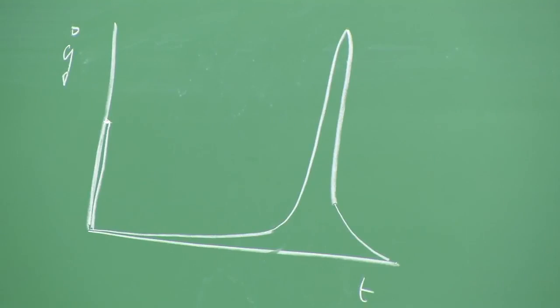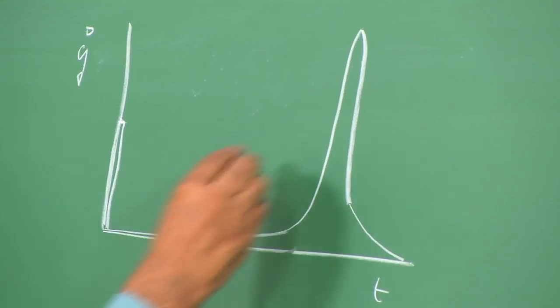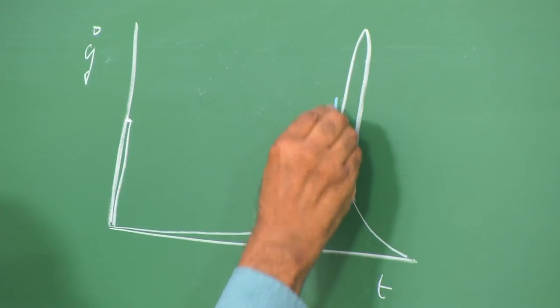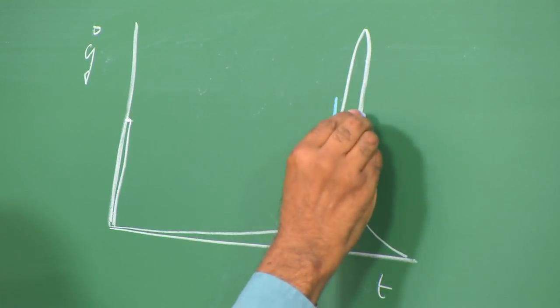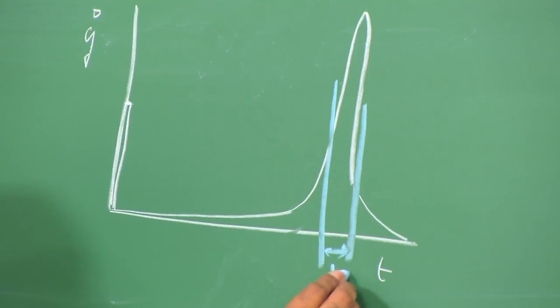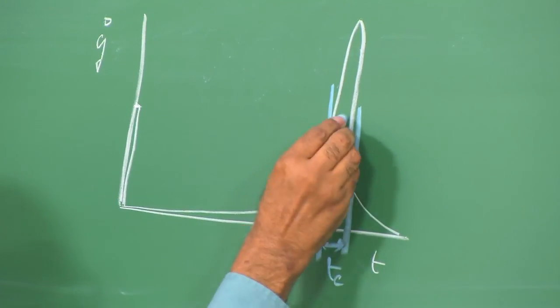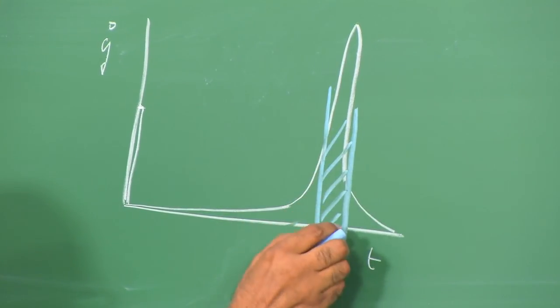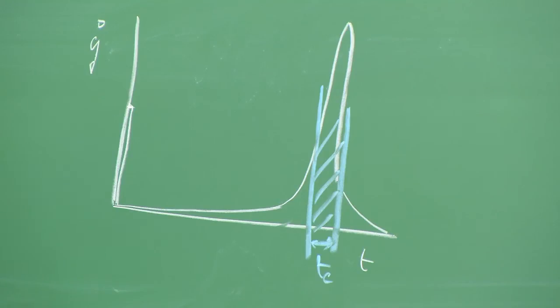In other words, if I were to look at the time taken for release of energy, the chemical reactions effectively start here, chemical reactions terminate here. Well, this is the time over which the energy gets liberated.